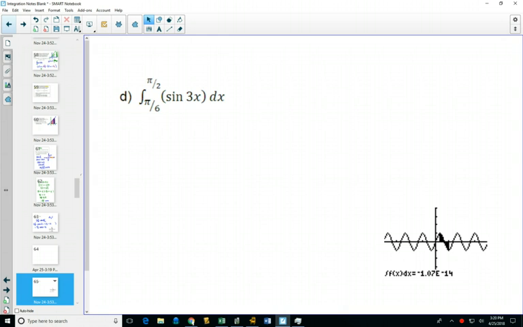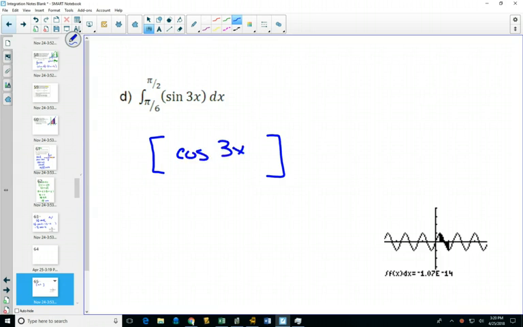We've got an integral from pi over 6 to pi over 2 of sine 3x. So first of all, we need to integrate. It's negative cos of 3x divided by 3, and you're going from pi over 6 to pi over 2. These are values on your unit circle.